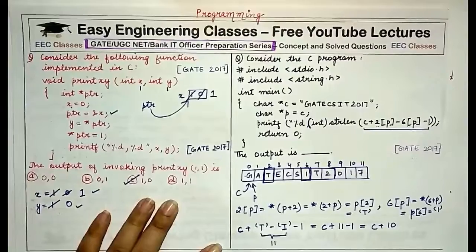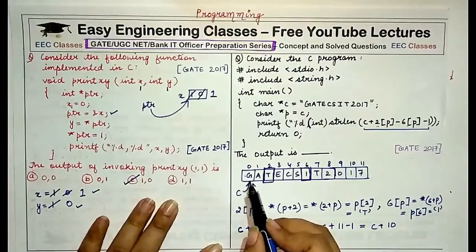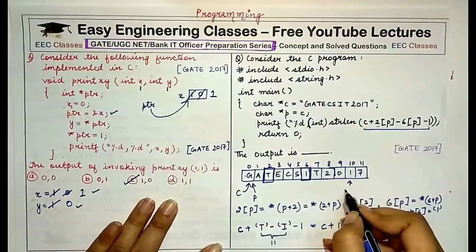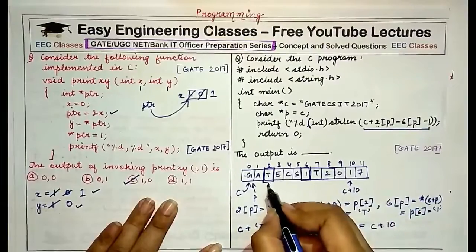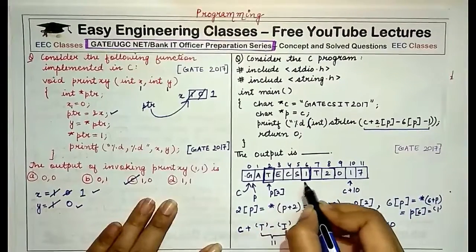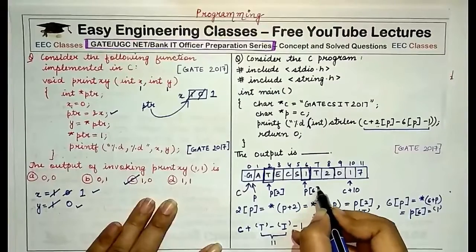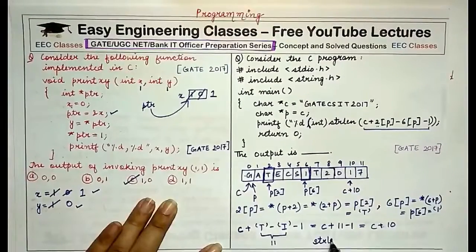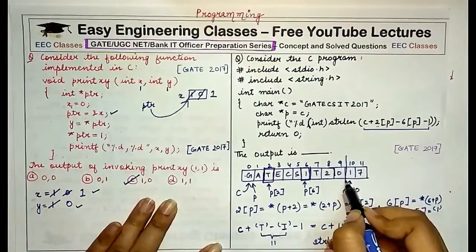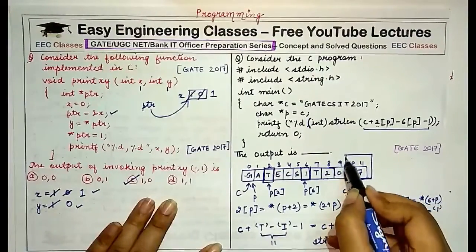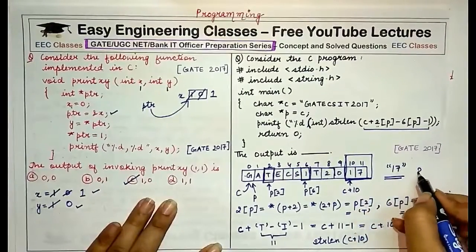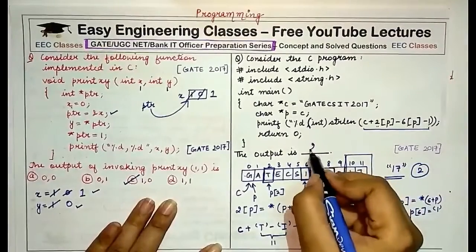Now what does C plus 10 mean? C is pointing to the 0th index, so C plus 10 will point to this index. This was P of 2, this was P of 6, and this is C plus 10. Now we have to find the string length of C plus 10. C plus 10 is actually this string, the string 17. So 17 is a string of length 2. Therefore, the answer to this question would be 2.